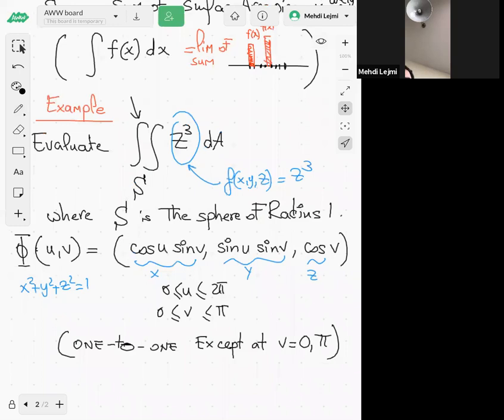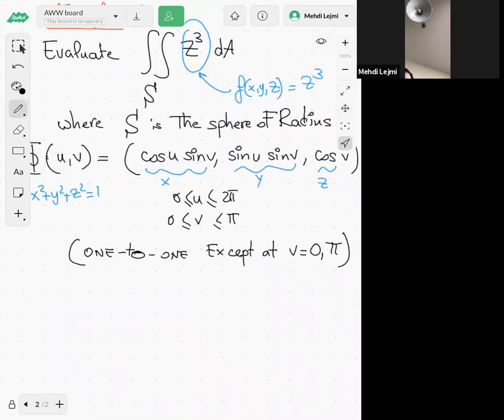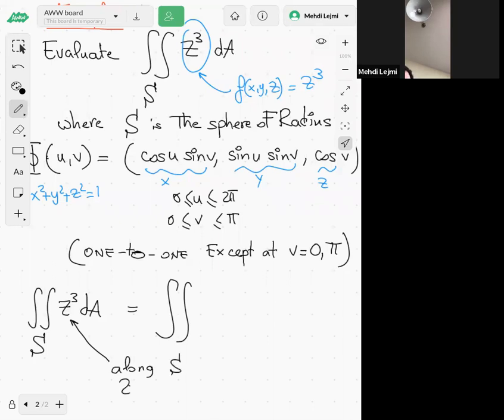So how do we do that? The formula says this is the double integral of this function z cubed over S. I need to express this function along the surface S. Along S, my z coordinate is equal to cosine of v, so here we are going to have cosine of v cubed, because in the parameterization the z coordinate is cosine of v.